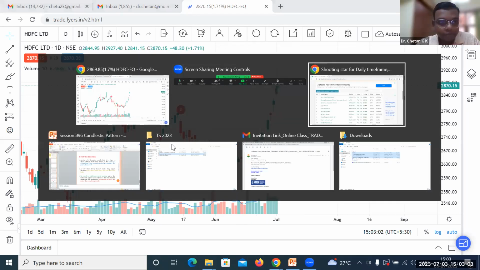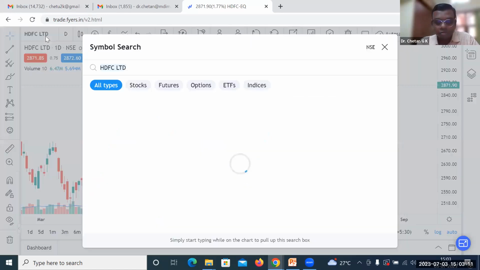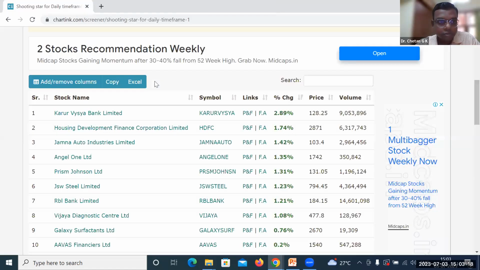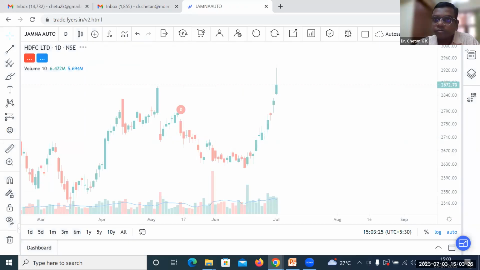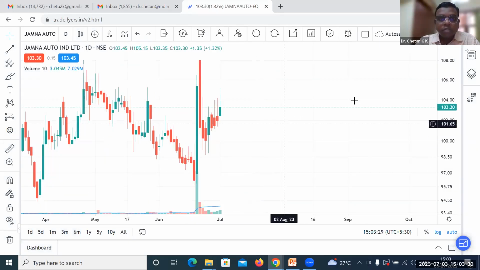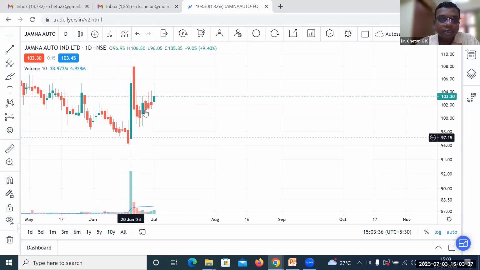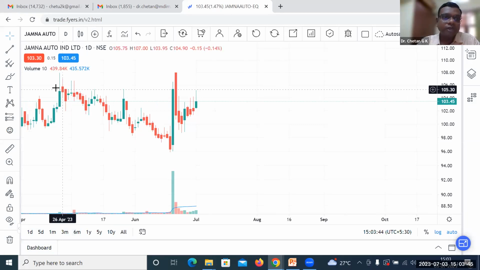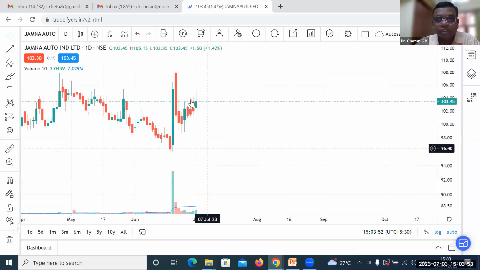Let us go to the next one, Jamna Auto Industries. Let me go and see Jamna Auto. There should be an uptrend, but it is not consistent. It's not an uptrend. I feel it is more of a sideways market. If you have some difficulty, you can see the market is sideways. So for me, this is not an uptrend, because of which I'm ignoring it and moving on to the next stock.